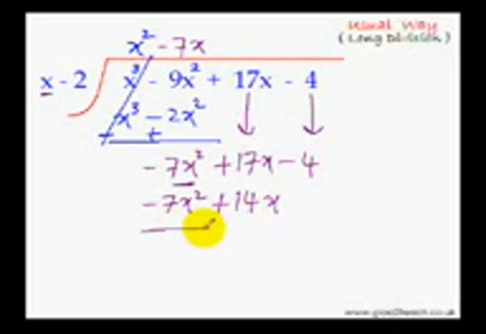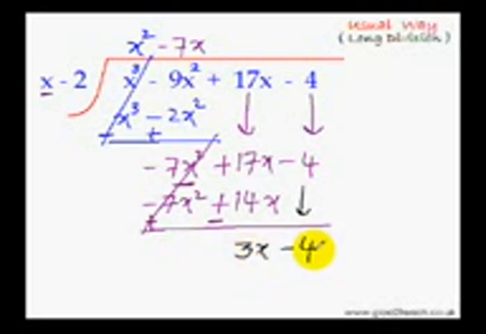Now once again you subtract it by changing the sign. This is minus 7x square, so it will become plus 7x square. This is plus 14x, so it will become minus 14x. Minus 7x square plus 7x square, they cancel each other out. And 17x minus 14x is 3x. Drop down this minus 4.